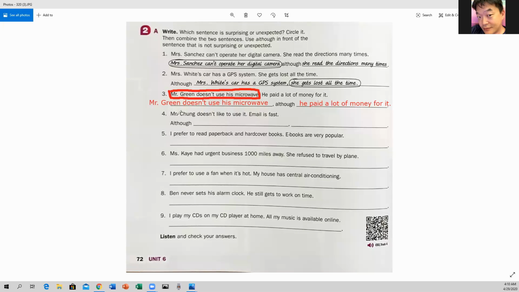So let's continue here. Mr. Chung doesn't like to use it. Email is fast. What is unexpected? The fact that Mr. Chung doesn't like to use it. This is unexpected. And the fact that email is fast. So, although always goes with the fact, with the certainty, although email is fast, what is surprising?